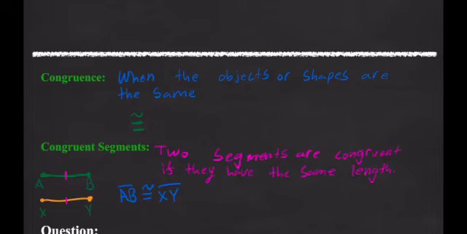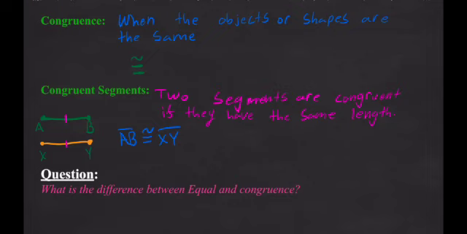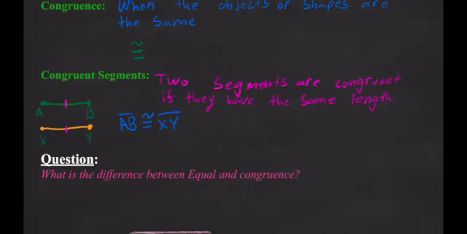Okay, well, what's the difference between congruence and equals? Equals is whenever we are comparing measurements. They have the same measure if they are equal. Typically, we compare these with numbers whenever we are talking about equals. Congruence is comparing geometric figures, like line segments. They are congruent if they have the same length. So if they are equal, then they would end up being congruent because they have the same length, at least for a line segment.